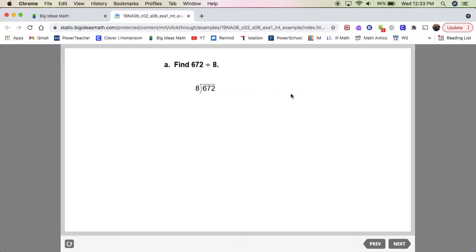So the first question you ask yourself is, how many times will 8 go into 6? And it will not go into 6. So some people like to put a 0 there, or an X, or just mentally, 8 does not go into 6. So then you ask yourself next, will 8 go into 67? And it does, 8 times. 8 times 8 is 64. So you subtract 64 from 67, which is 3. And you remember this, you bring down the 2, and then you ask yourself, how many times does 8 go into 32? And it goes into 32 4 times. Subtract. We have a remainder of 0.